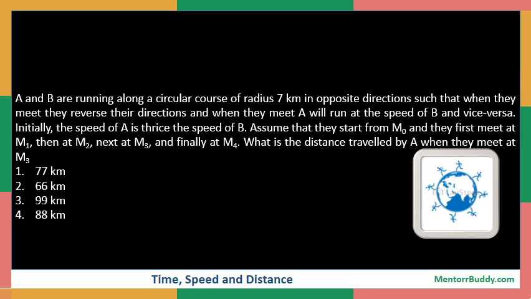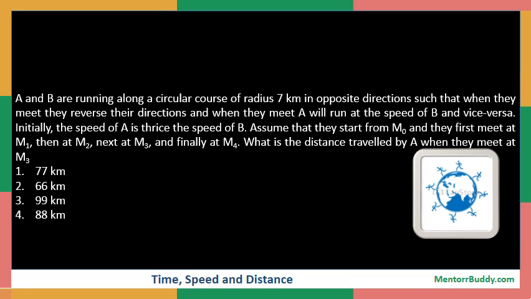We have a question based on time, speed and distance. It says A and B are running along a circular course of radius 7 km in opposite directions such that when they meet they reverse their directions, and when they meet A will run at the speed of B and vice versa. Initially, the speed of A is thrice the speed of B. Assume that they start from M0 and they first meet at M1, then at M2, next at M3, and finally at M4. What is the distance traveled by A when they meet at M3?